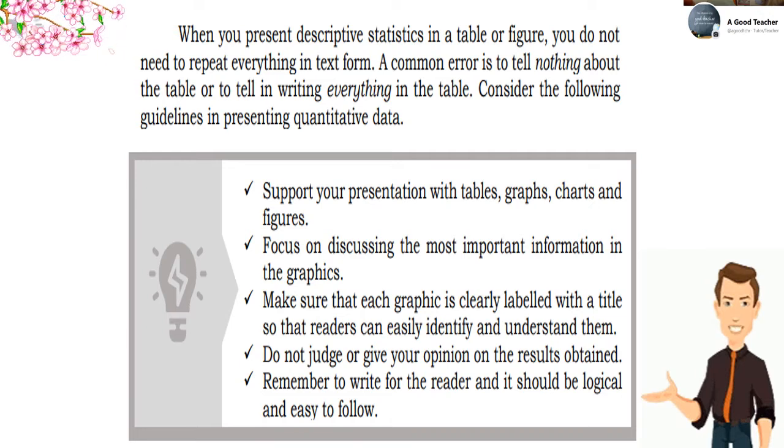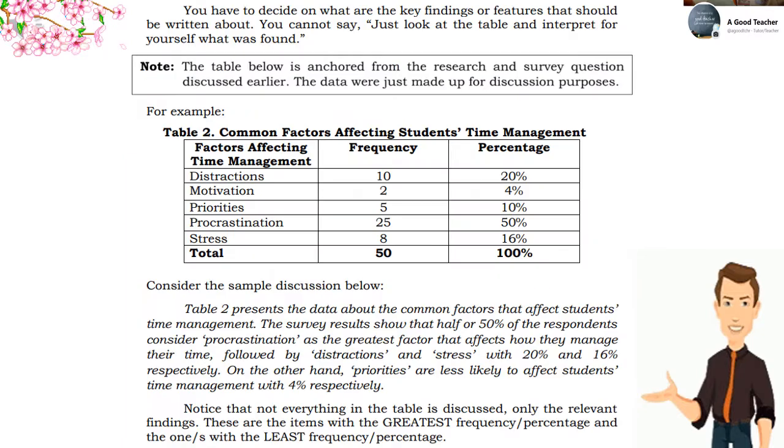Make sure that each graphic is clearly labeled with a title, so that readers can easily identify and understand them. Do not judge or give your opinion on the results obtained. Remember to write for the reader, and it should be logical and easy to follow. You have to decide on what are the key findings or features that should be written about. You cannot say, just look at the table and interpret for yourself what was found.